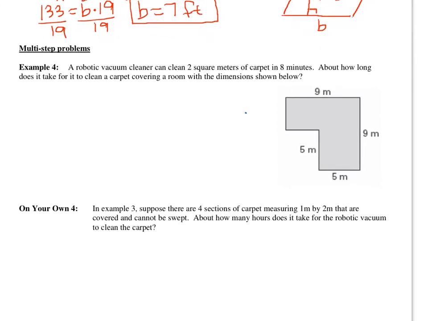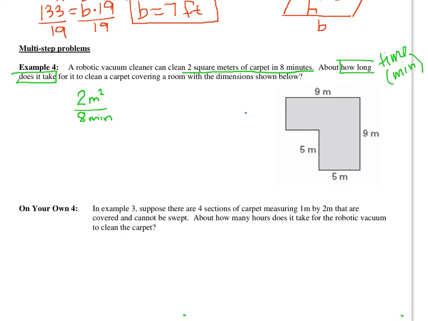Let's look at these last two problems here. It says example 4, a robotic vacuum cleaner can clean 2 square meters of carpet in 8 minutes. So 2 square meters of carpet in 8 minutes. I'm just going to write a fraction there: 2 meters squared in 8 minutes, because that's a ratio. Here's my question, how long does it take? So we're looking for a time. I'm guessing it's going to be in minutes for it to clean the carpet covering a room with dimensions shown below.